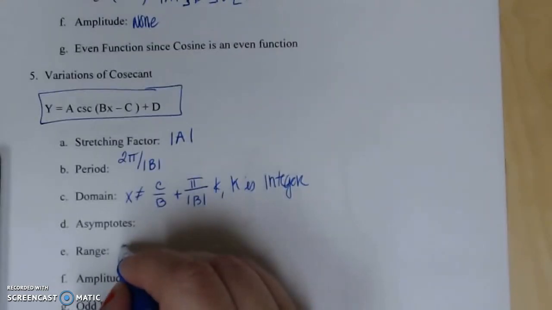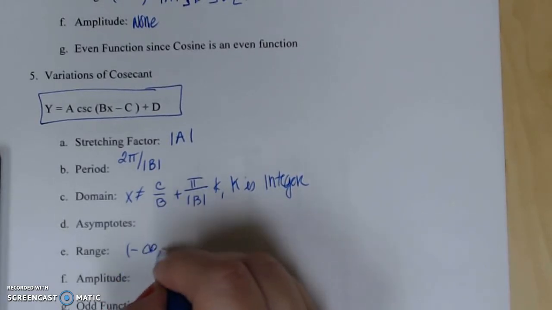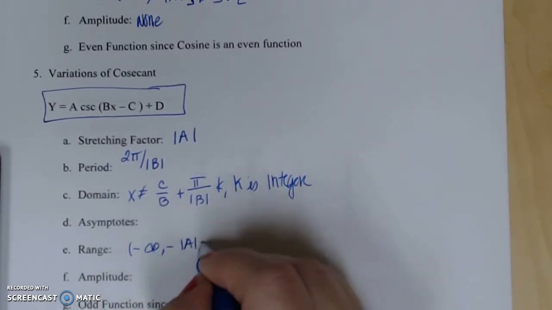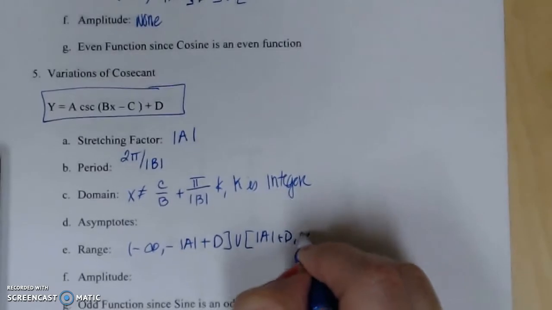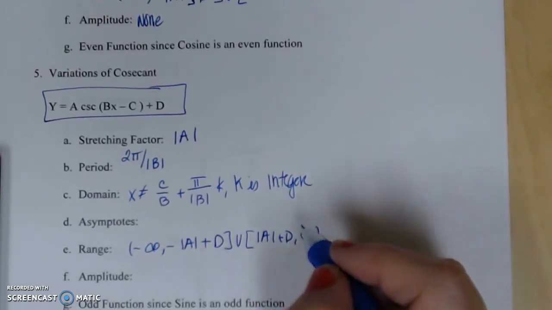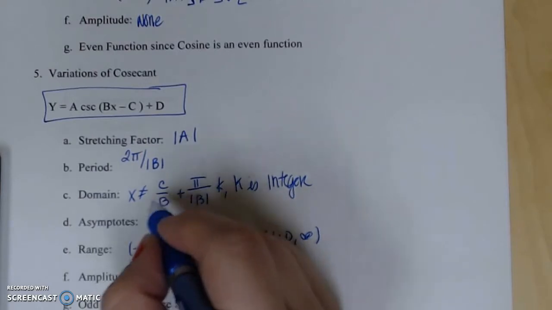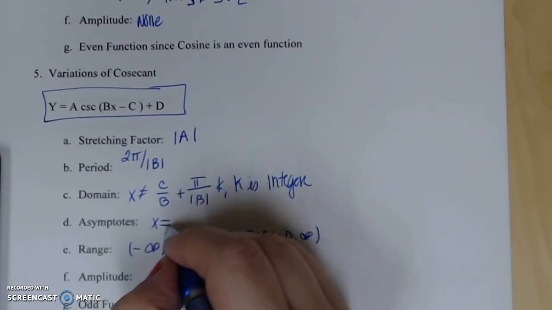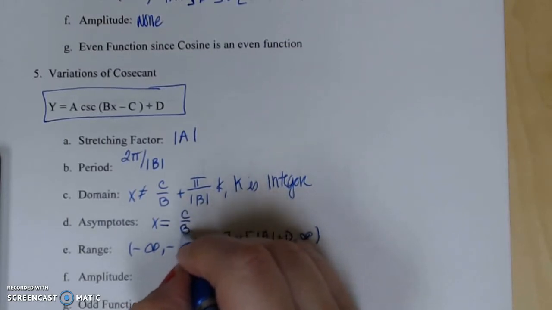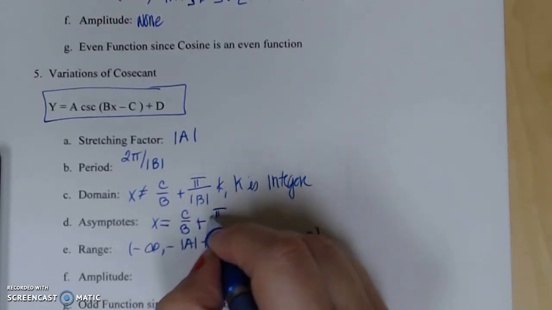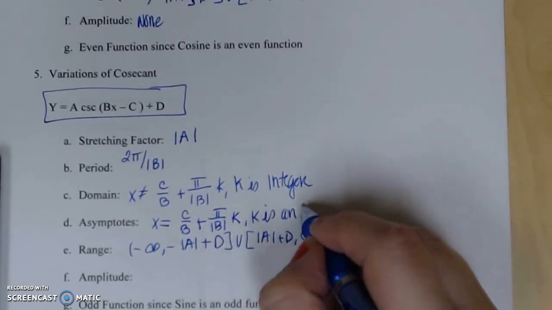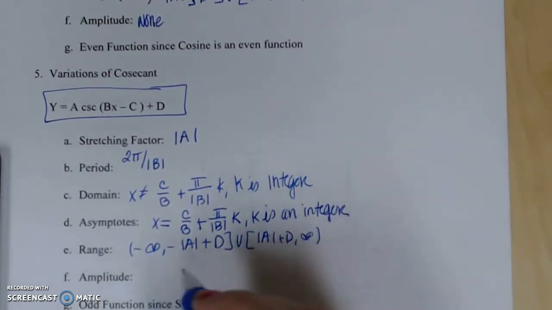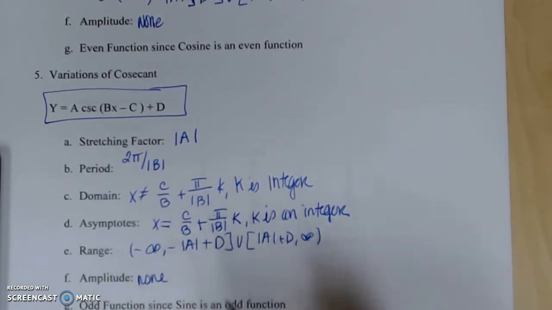The range is going to be similar. It's going to account for a shift of that midline. So it's negative infinity to negative absolute value of A plus D unioned with the absolute value of A plus D to positive infinity. The vertical asymptotes occur at these values that we just took out of the domain. So where x is equal to C over B plus pi over absolute value of B, K, where K is an integer. There is no amplitude, and it's an odd function since sine is an odd function.